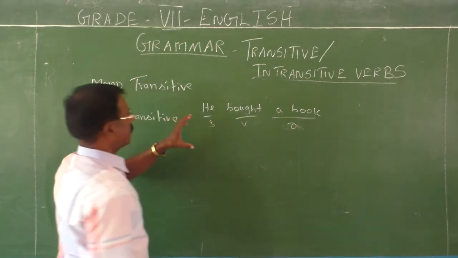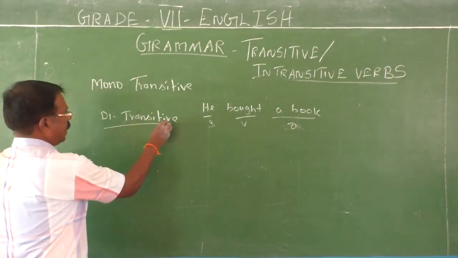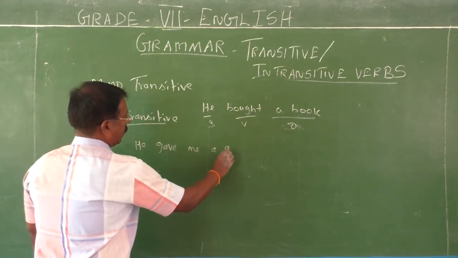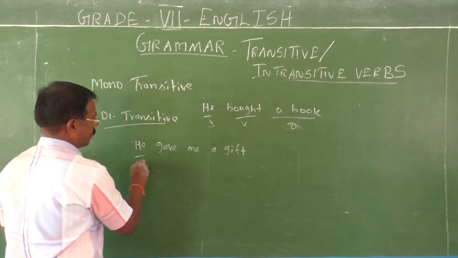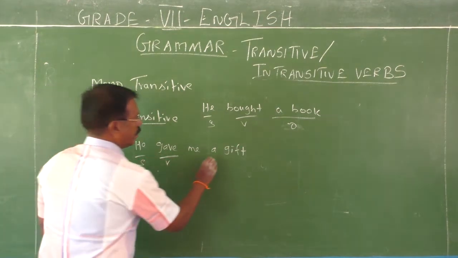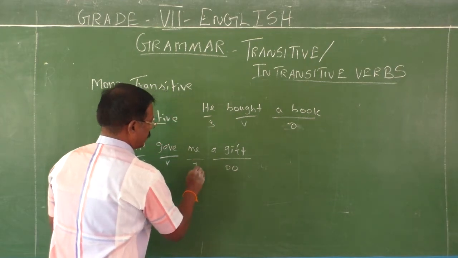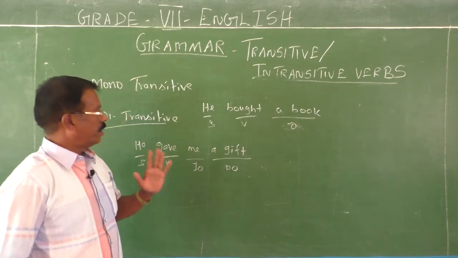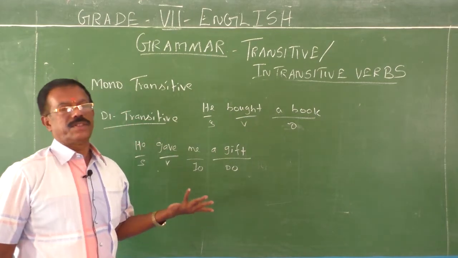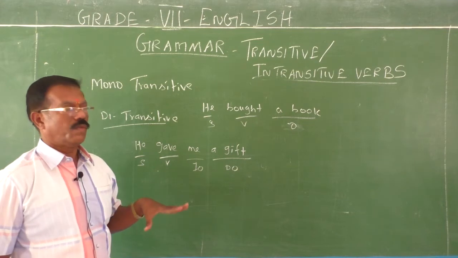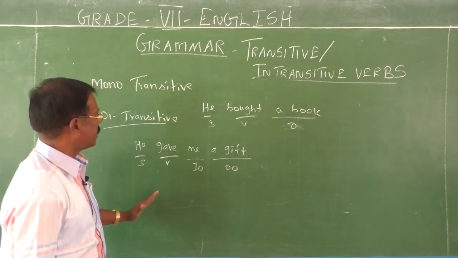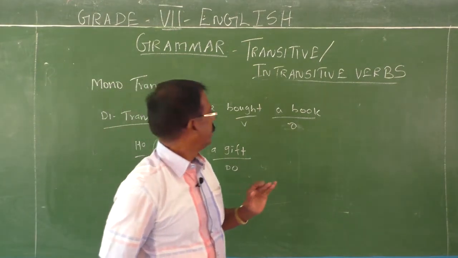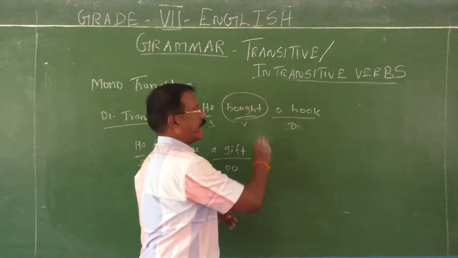It's a monotransitive verb. Now a ditransitive verb: he gave me a gift. He is the subject, gave is the verb. A gift is the direct object and me is an indirect object. Here you have to apply, as I already told you children, he gave what? A gift. For whom? Me. So it is an indirect object. So in this sentence you have two objects, one direct and one indirect. In this case, this verb is a ditransitive verb. Here bought is a monotransitive verb.